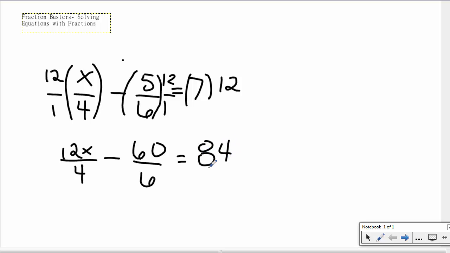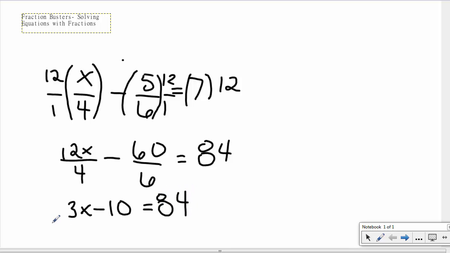Okay, now what we'll notice is that 12x divided by 4, well, we know that 12 divided by 4 is 3, so 12x divided by 4 is just 3x. And the way that this works out is that we get 60 divided by 6, which is 10, and that is equal to 84.